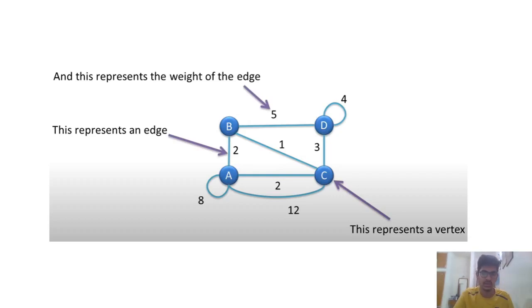So let's take this as an example. Here this is a spanning tree, and we know that A, B, C, and D are the vertices, and singularly this is called a vertex. And here the numbers 5, 2, 1, 3, and 2 are the weights of the edges, and AB, BD, DC, and CA are the edges.